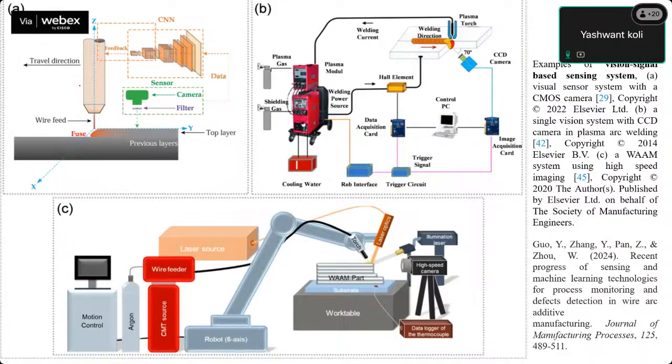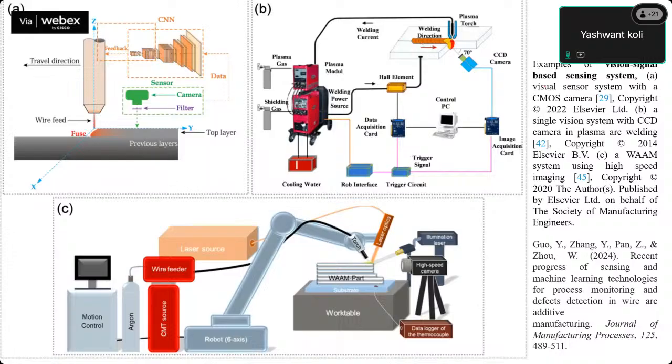Then active vision uses auxiliary light sources, that is laser strips, structured lights, and diode lasers, that enable precise measurement of bead geometry, weld seam deviation, and 3D morphology reconstruction. So with passive vision, we are just using the camera, but with active vision, we are using the auxiliary light sources for the precise monitoring of the geometry.